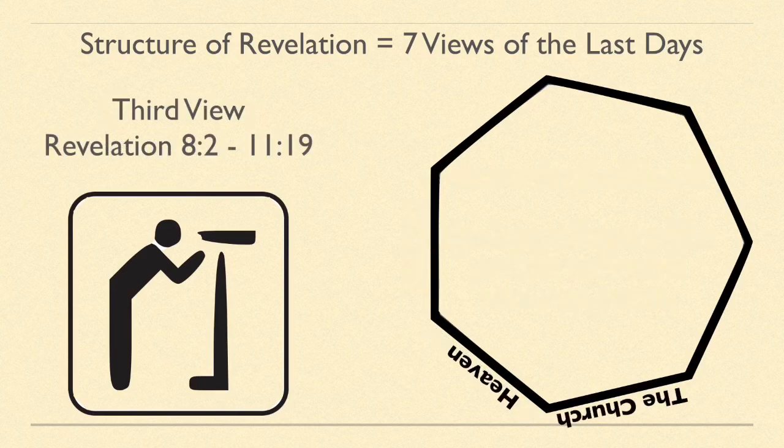Now, starting with chapter 8, verse 2, we are going to be given another view, a third view of the last days. So, we are not moving from one chronological event to a next chronological event. Rather, we are moving to a different view of the last days.